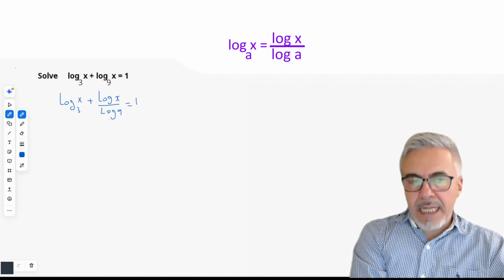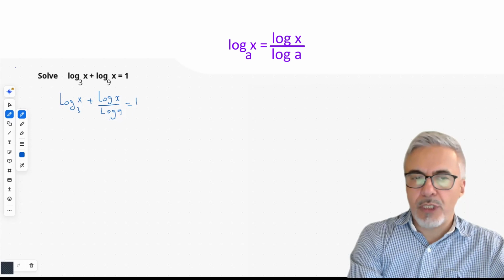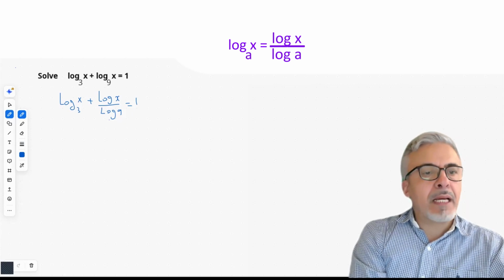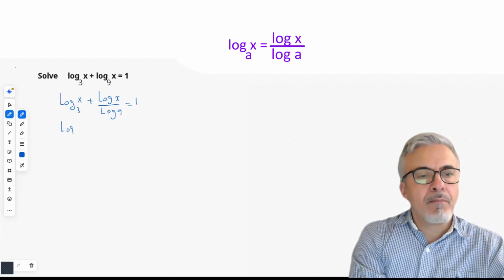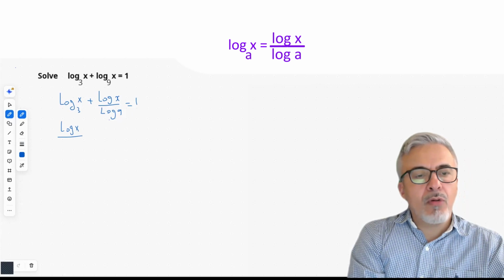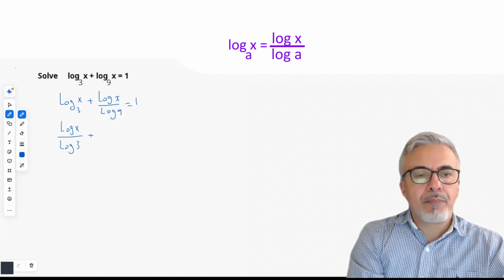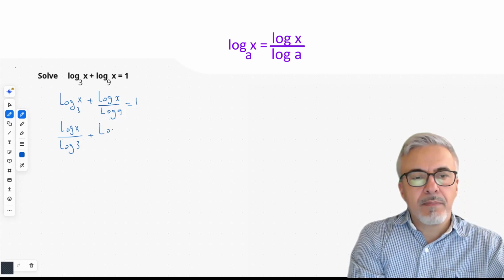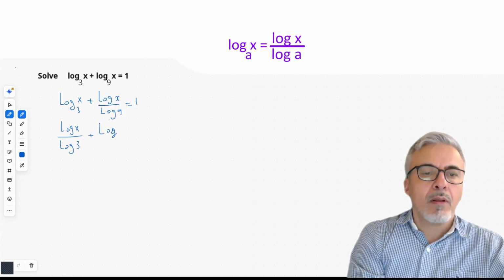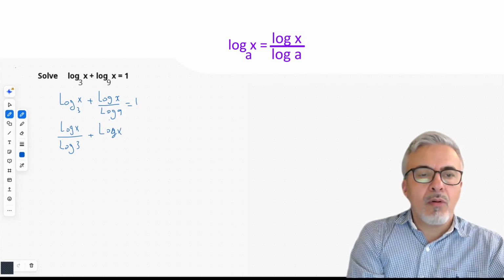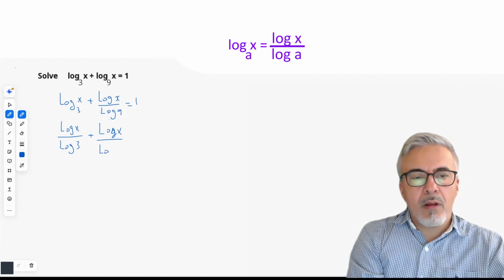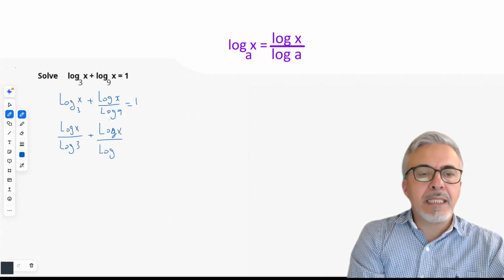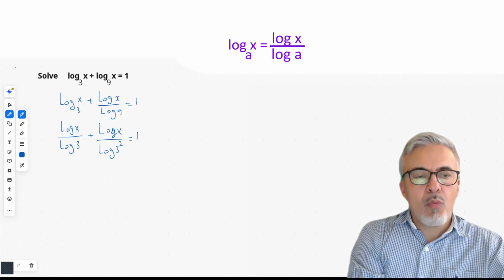Now, I'm going to change that also. Do change of base for this. And I'm going to make this log x over log 3 plus log x over log 9, and I'm going to change that 9 to 3 to the power of 2, equals 1.